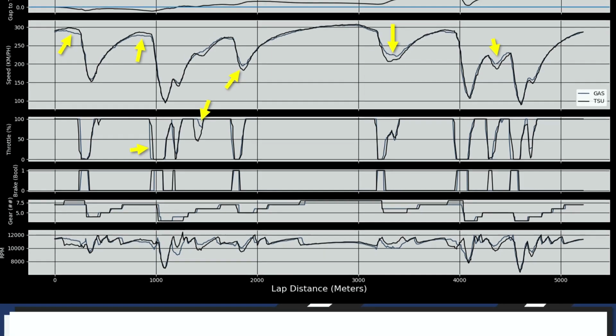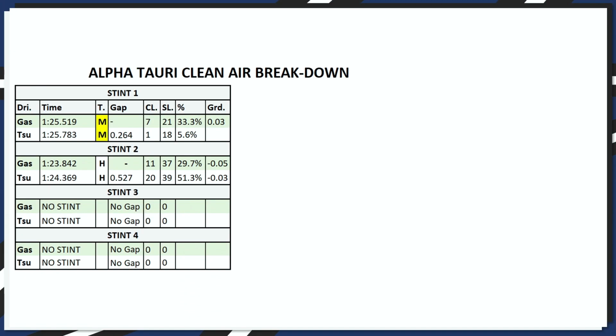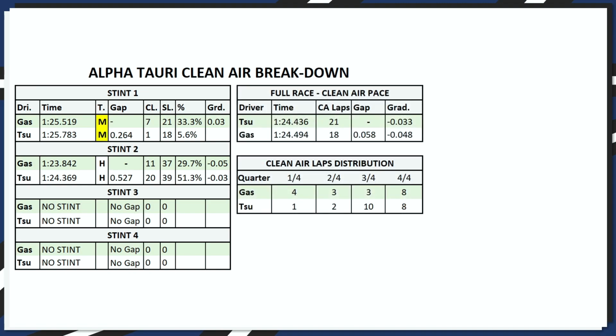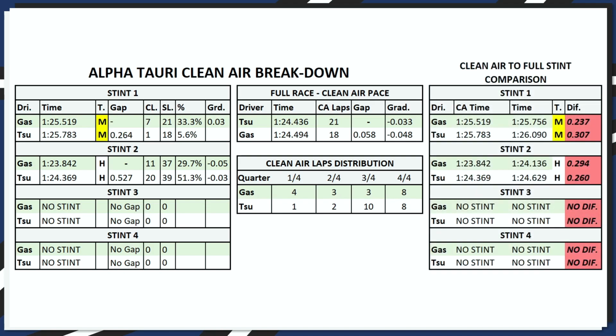But taking a look at AlphaTauri's clean air lap breakdown, we can see that Gasly was quicker in both stints by 2.5 tenths in stint number 1 on the mediums and half a second on the hards. But taking a look at their quarter distribution, it is fairly comparable apart from the 10 and 3 clean air laps set respectively for Tsunoda and Gasly in the third quarter. And this is potentially where Tsunoda finds his advantage over the full race distance compared to the overall stint breakdown. But taking a look at the traffic breakdown, we can see that they lost roughly 3 tenths in pretty much every stint for both drivers.